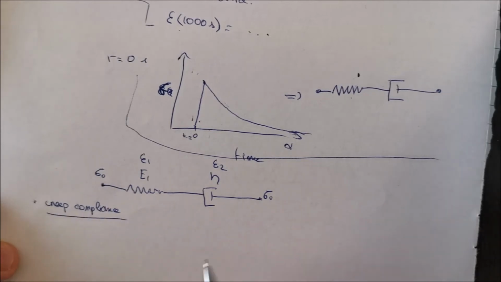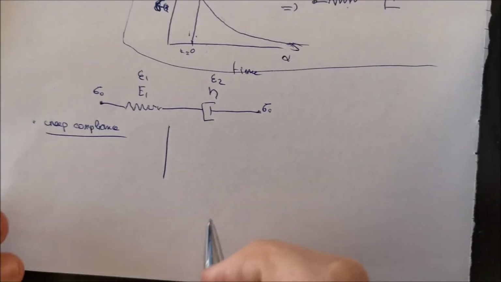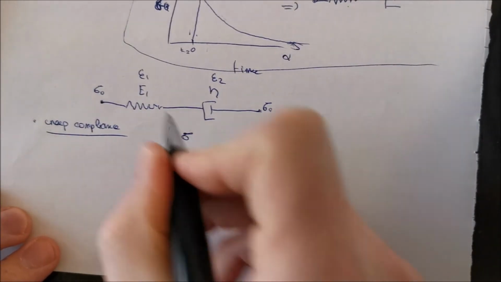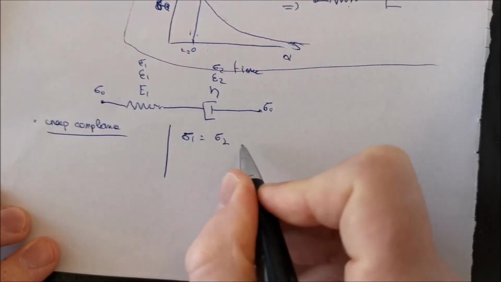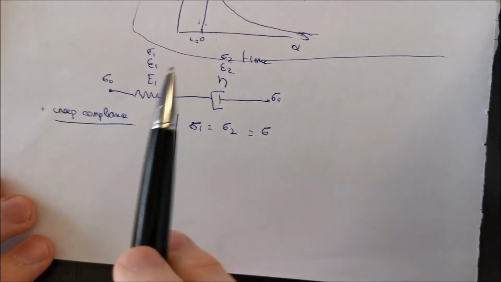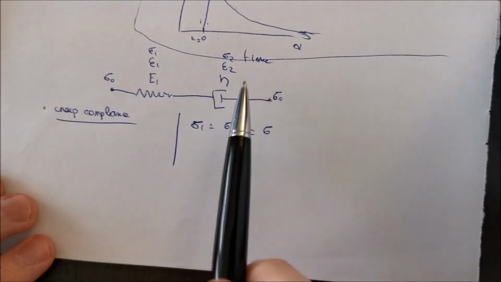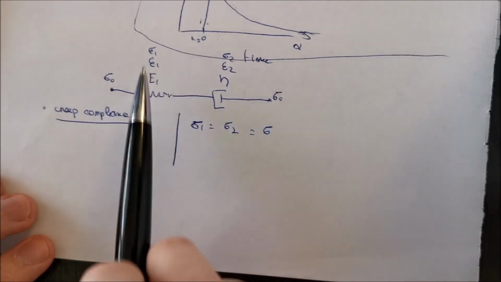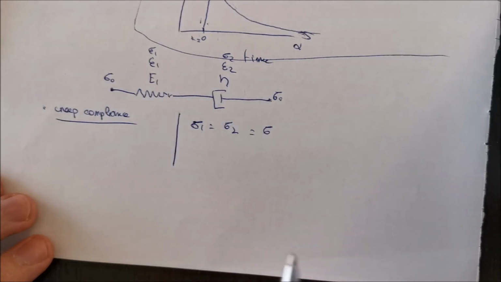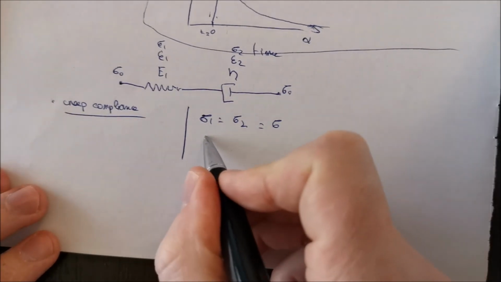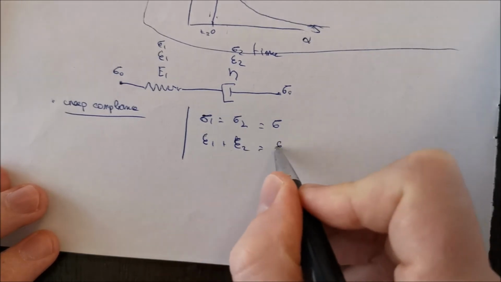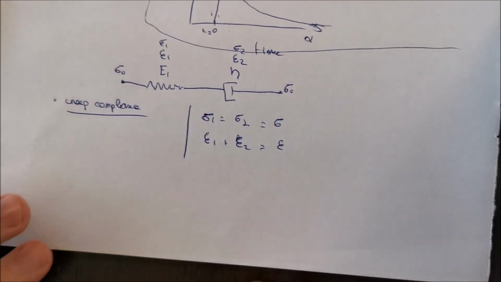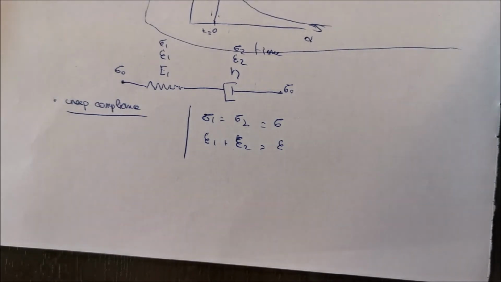To do this, first we have to put forward the assumption that we know for a Maxwell model: sigma 1 equal to sigma 2 equal to sigma. So the stress on the spring and the stress on the dashpot is equal to the stress applied on all the components. On the other hand, strain applied on 1 plus strain applied on 2 equals the total strain on the model.